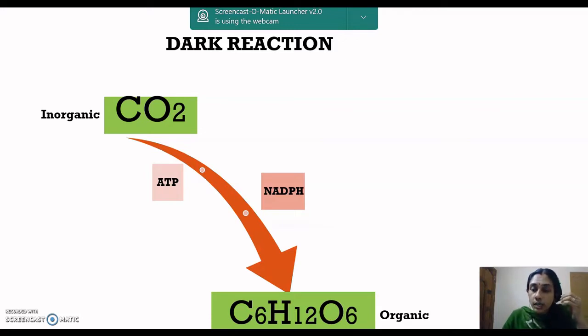So for any synthetic reaction to take place, energy is needed. So energy is essential for the occurrence of this type of synthetic processes, and we know the dark reaction is a reduction process, carbon reduction process. So naturally it requires hydrogen also, hydrogen or proton. So energy and hydrogen are important necessities for the smooth occurrence of this dark reaction.